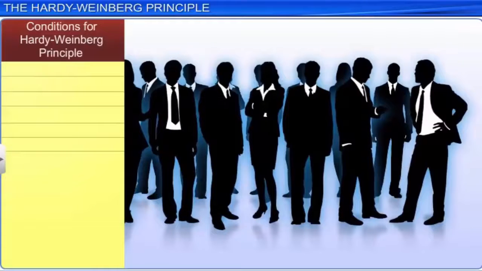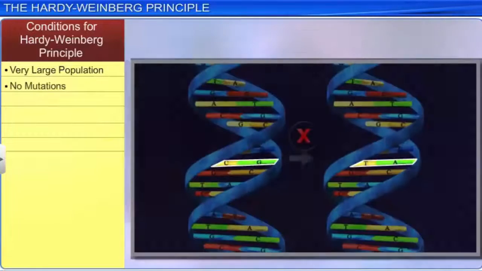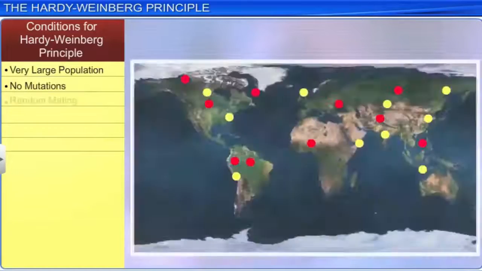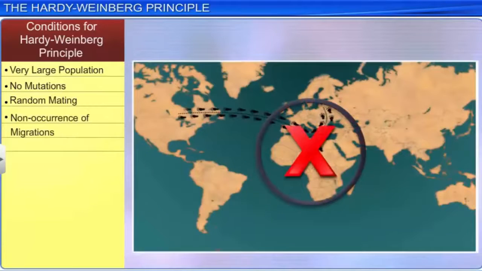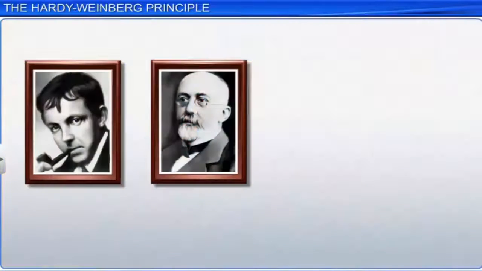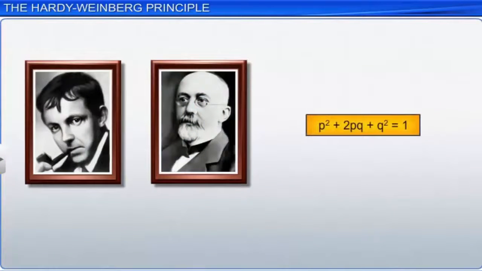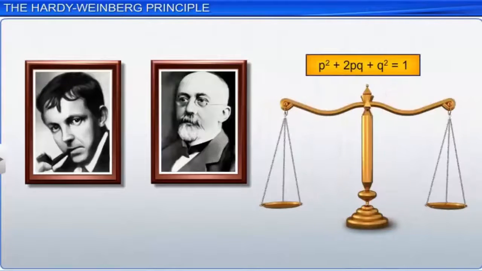The conditions assumed for the Hardy-Weinberg principle are a very large population, no mutations, random mating, and non-occurrence of migration. Hardy and Weinberg developed a simple equation known as the Hardy-Weinberg equation to study the genetic equilibrium of a given population. Let's understand how this equation is derived.